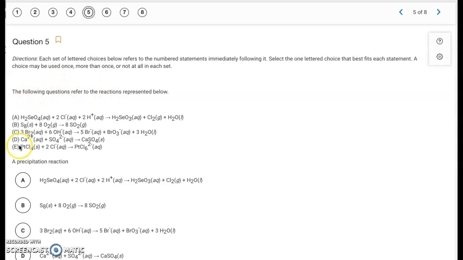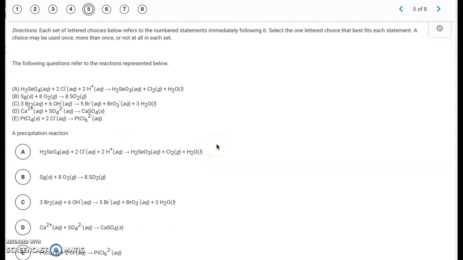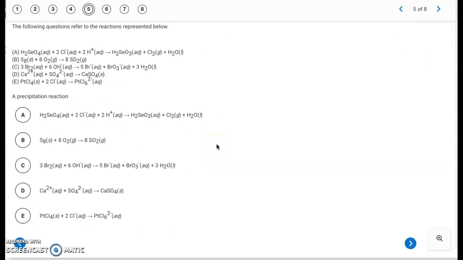Okay, so now we have these 5 reactions right here, and the question here is we're looking for a precipitation reaction. So you want to know the properties of a precipitation reaction. That's where we go from two things that are aqueous to a solid. So we have to have a solid product, and the only one of these 5 that shows a solid product is this one right here. So we go aqueous, aqueous to solid. That's what a precipitation reaction is. So it's going to be letter D.